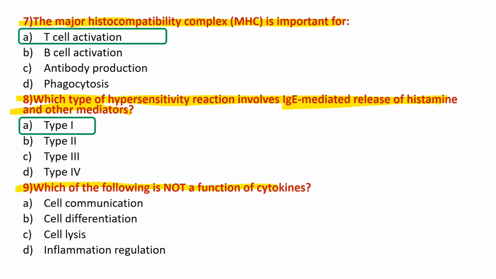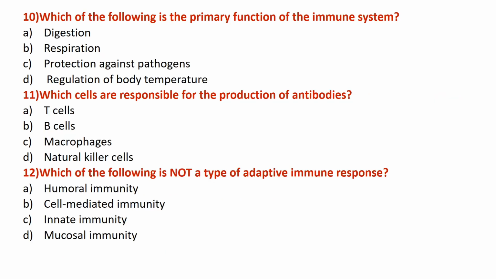Ninth question is, which of the following is not a function of cytokines? And the right answer is option C, cell lysis is not the function of cytokines. 10th question is, which of the following is the primary function of the immune system? And the right answer is option C, protection against pathogen is the primary function of the immune system.